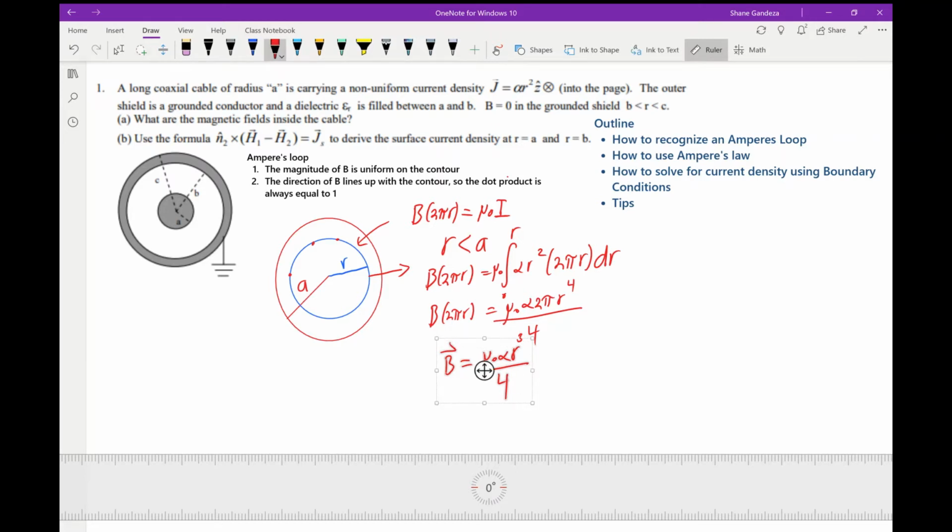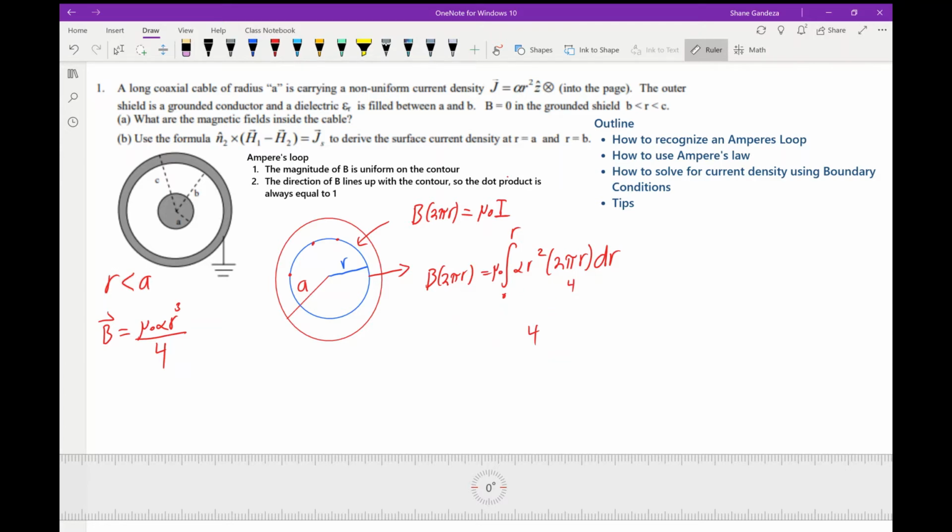So I'm going to move this real quickly, because now we are going to solve for the magnetic field for when r is greater than a and is less than b. So I'm going to erase this here, and now we can still use the same equation. So we'll be using this equation still for r greater than a and less than b.